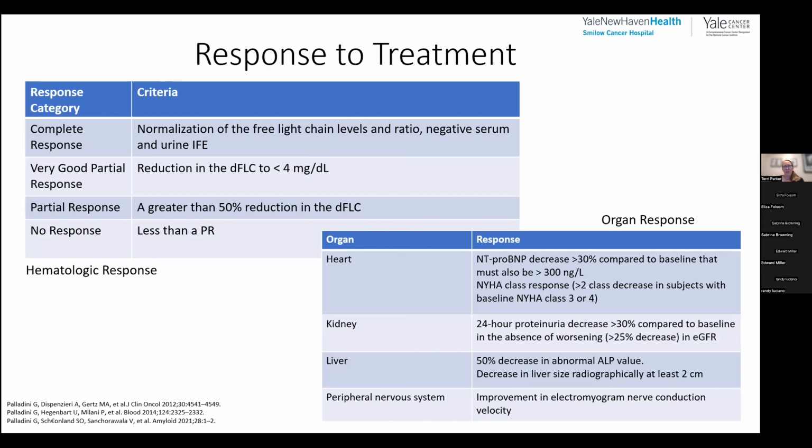In looking specifically at heart and kidney, as that's what we talked about here today, cardiac responses are based on a reduction in the NT-proBNP, for example a decrease of greater than 30% compared to baseline. And in kidney, it's based on a reduction in the 24-hour protein. Unfortunately, 30 to 40% of patients who do obtain a hematological complete response do not have an organ response.